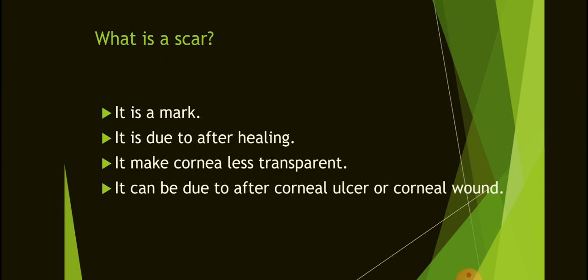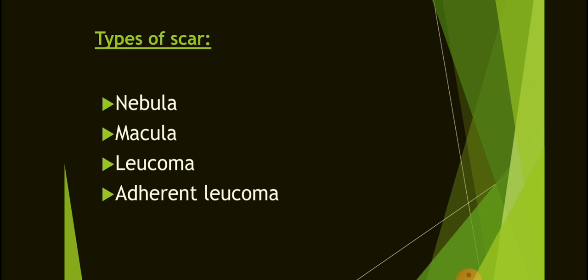So why a scar is created in cornea? So a scar is created after healing of corneal ulcer or corneal wound, which ultimately leads to decrease in the corneal transparency. So what are the types of corneal scar? So there are four types of corneal scars. They are first nebular scar, then macular scar, then leukomatous corneal scar, and lastly adherent leucoma.